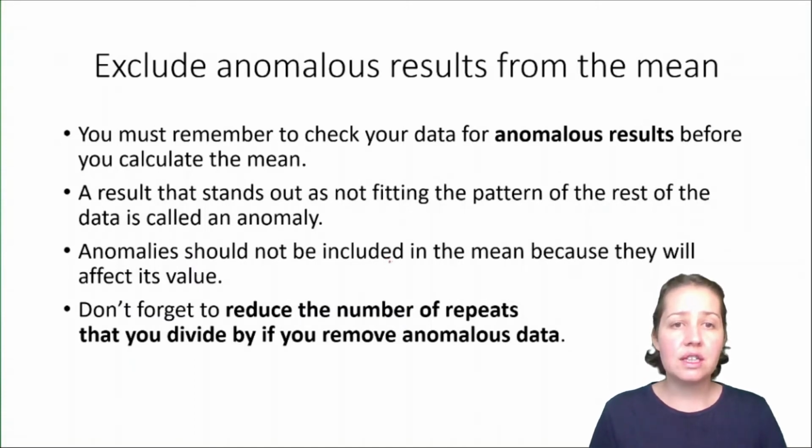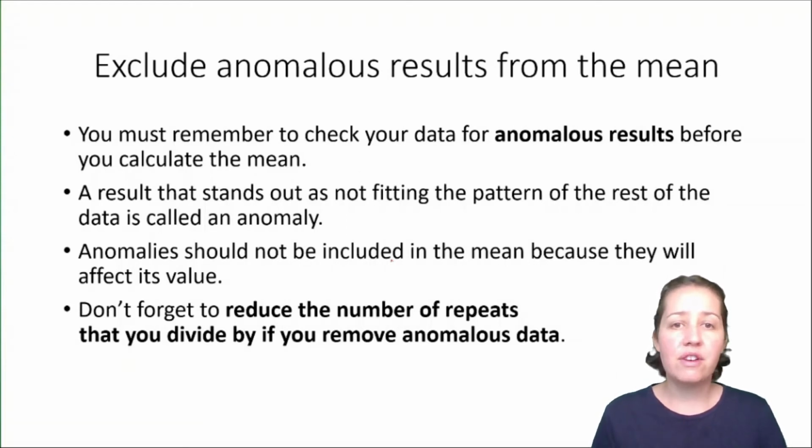Now, students often ask me when they're trying to find out about anomalies early on, they say, well, how do I know what's an anomaly? How much can it be out by? There is no set answer to that. You have to look at the data that you're given, and you need to look at the variation in that data.